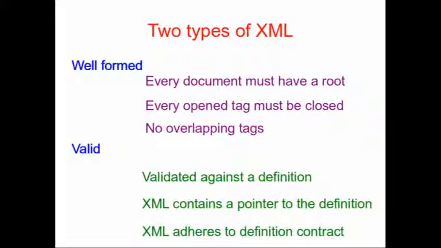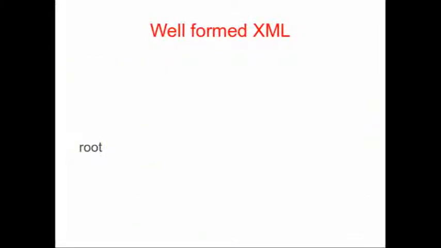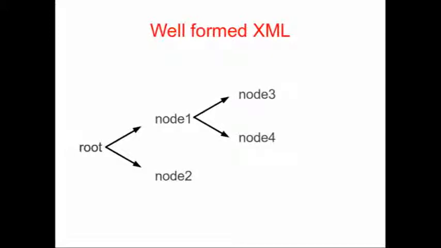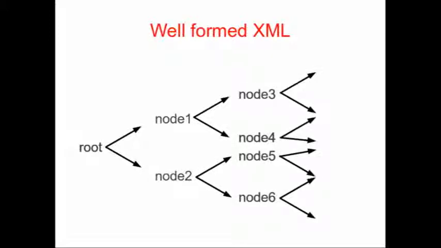You can consider XML as basically a tree-type data structure. We start with a root, and the root, of course, has some children. In this case, two nodes, node 1 and node 2. Each of those nodes has children as well. Node 1 has two children, nodes 3 and 4, and node 2 also has two children, node 5 and 6. Those nodes have children, and so on.